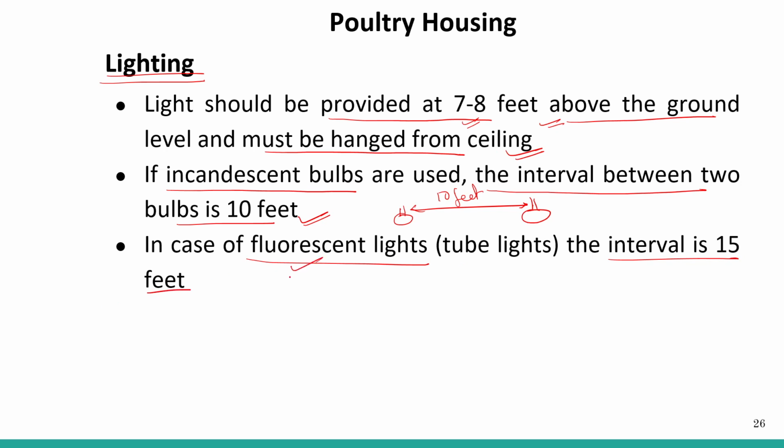If we are using fluorescent light, then we can keep this distance around 15 feet. So this is the arrangement in the poultry farm for the lighting.